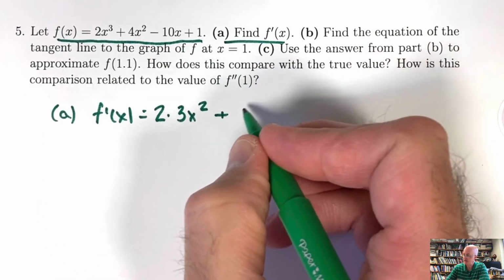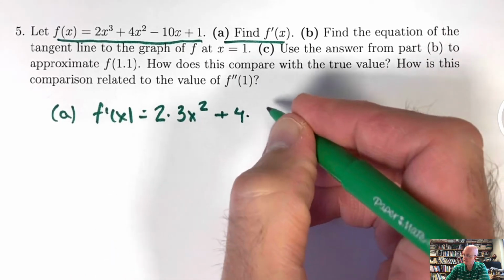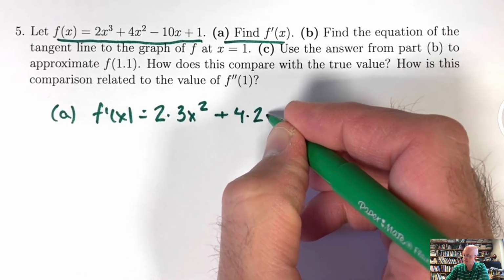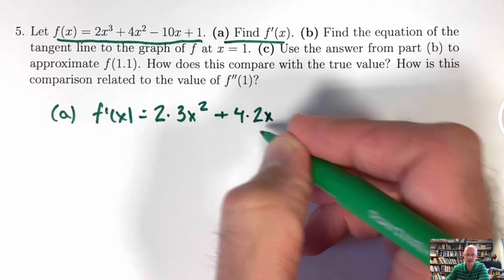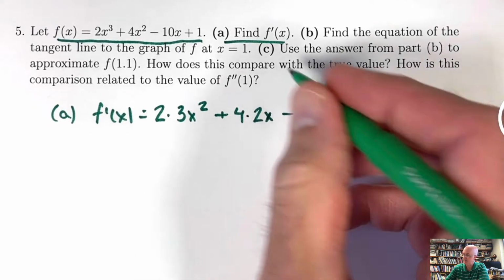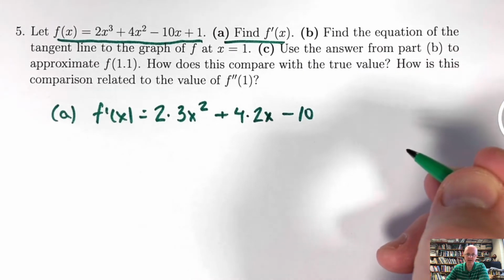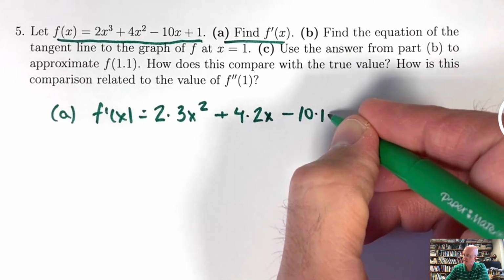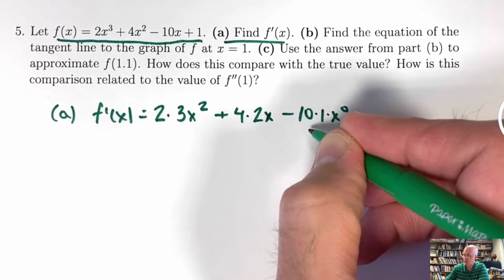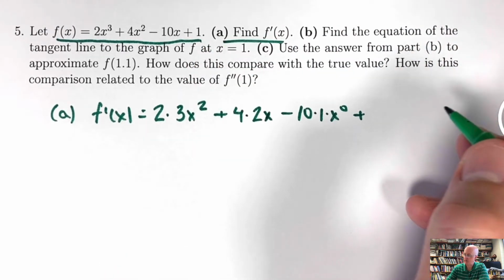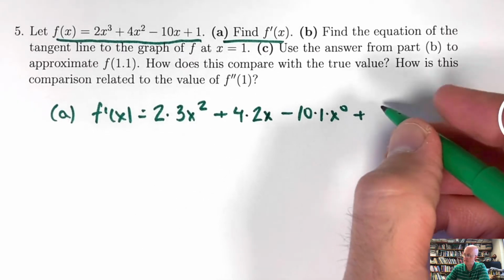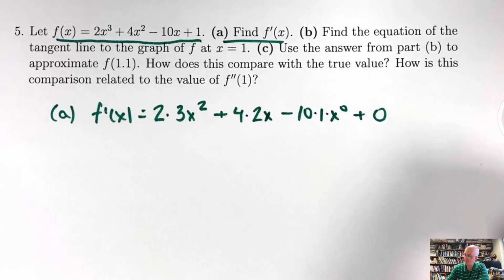Then the 4 gets carried along for the ride. 4 times the derivative of x squared. The derivative of x squared is 2 times x to the first power, which I will just write as 2x. Then minus 10 times the derivative of x to the first power, which is 1 times x to the 0 power, which is just 1. And then finally, the derivative of 1 times x to the 0 power is the derivative of a constant. Like we saw before, that derivative is 0.